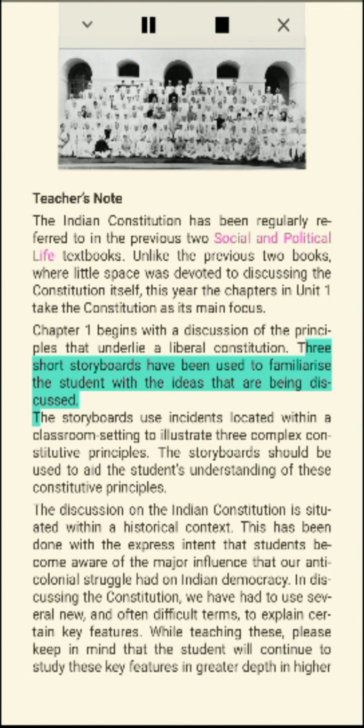Three short storyboards have been used to familiarize the student with the ideas that are being discussed. The storyboards use incidents located within a classroom setting to illustrate three complex constitutive principles. The storyboards should be used to aid the student's understanding of these constitutive principles.